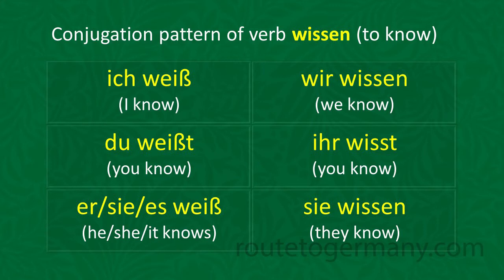Please note that Sie with the capital S is used in the second person polite form singular and plural pronouns, which is you in English, while Sie with the small s is used in third person singular feminine pronoun, which is she in English, and in third person plural pronoun, which is they in English.